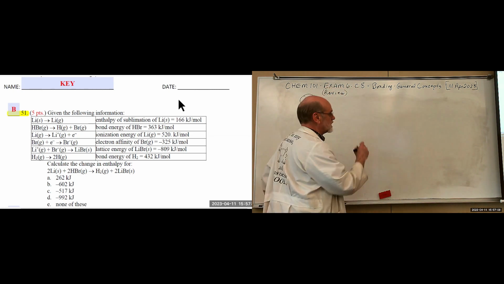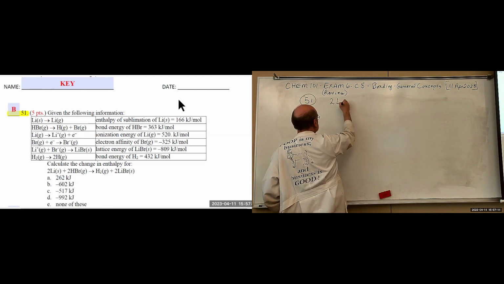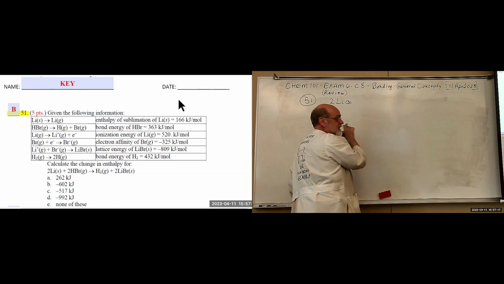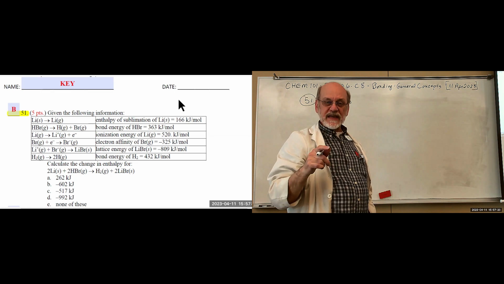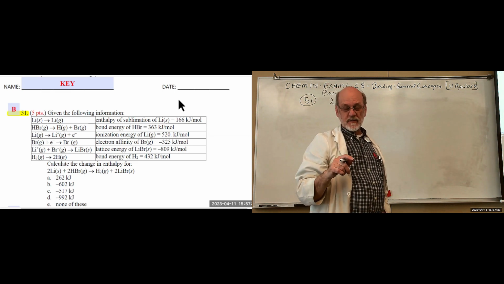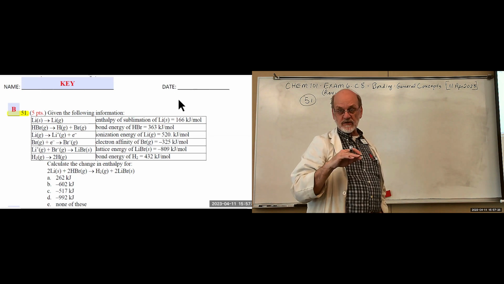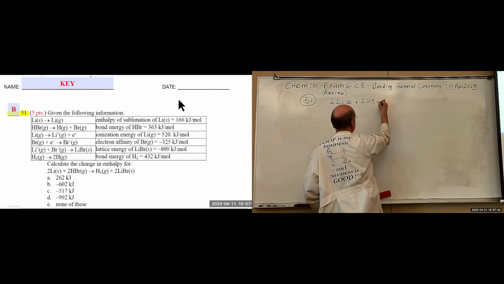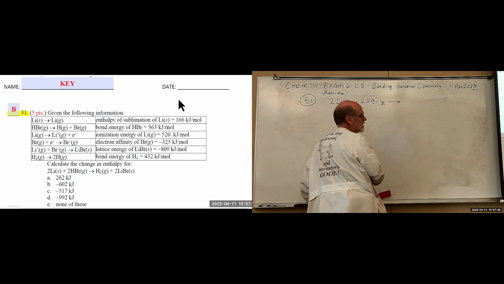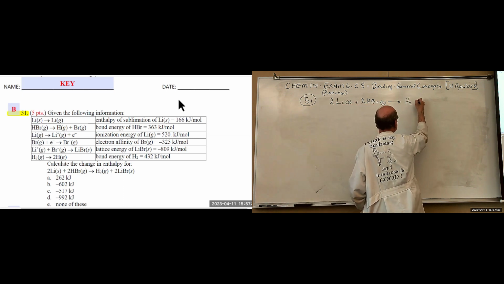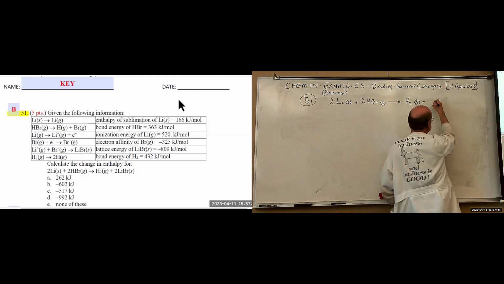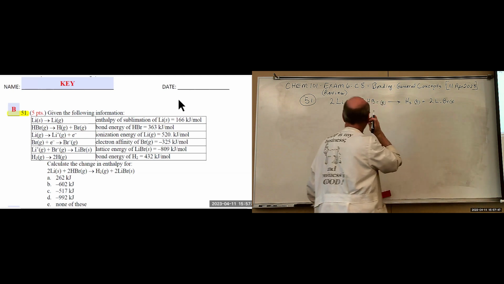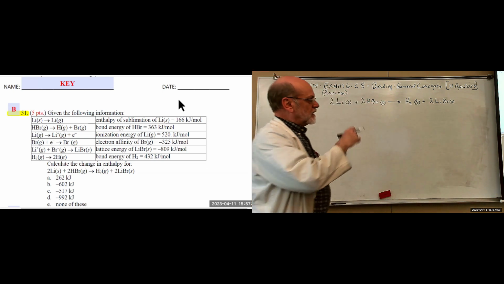Okay, so our target equation is 2 lithium solid, and in this case the phase matters, because some of these are pure phase changes, and we need to keep track of that also, plus 2 HBr gas yields H2 gas plus 2 lithium bromide solid. All right.